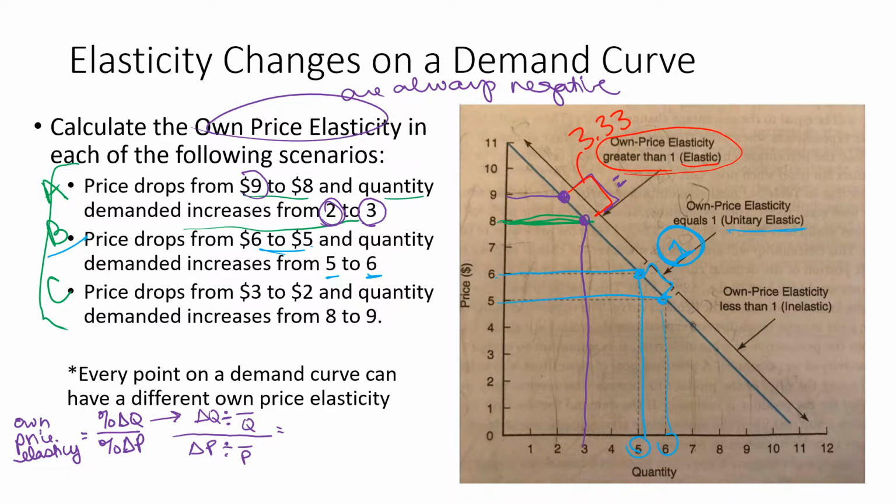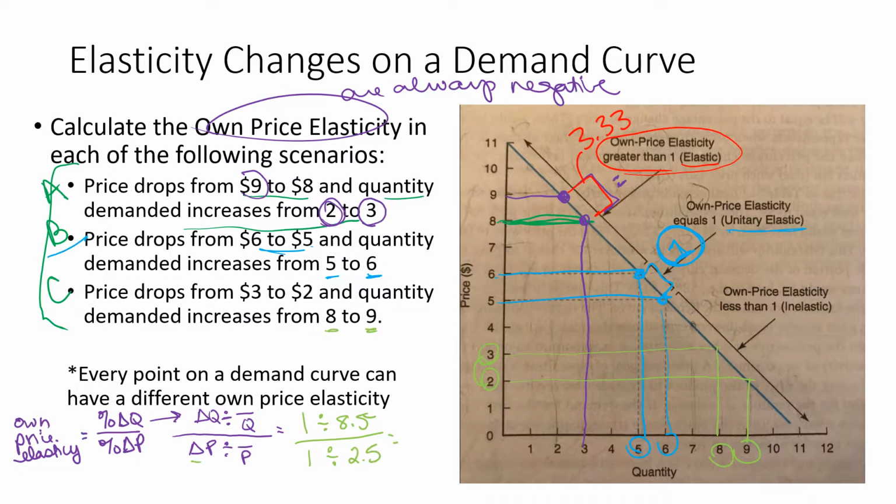So we have, at this point, price drops from $3 to $2, and demand increases from 8 to 9. So demand goes from 8 to 9, that's the change in quantity is 1. The average quantity is 8.5 divided by change in price, which is 1 from $3 to $2, divided by the average price, which is 2.5.